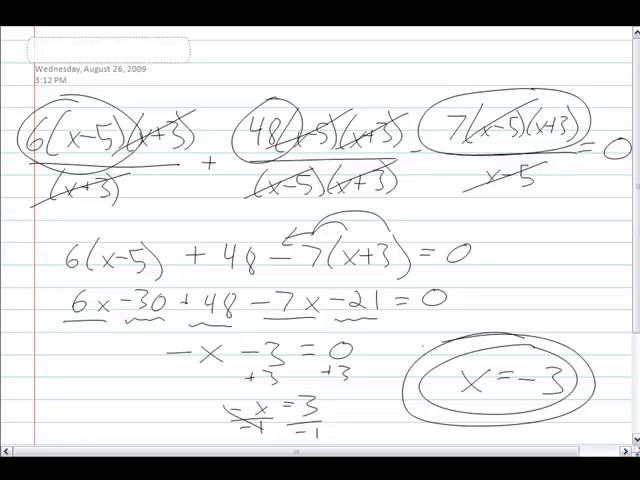On the AccuPlacer, that would be an option. It would say either no solution, or it would say x equals negative 3, however extraneous.